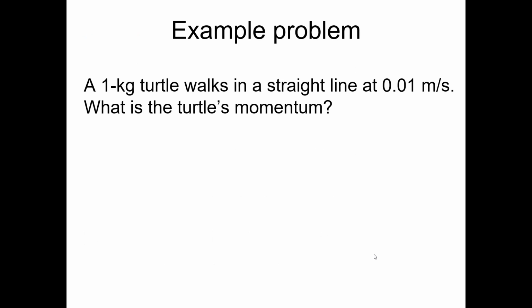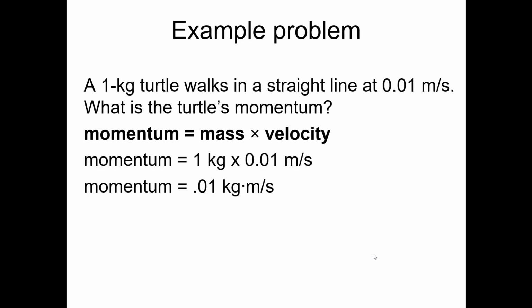So just a real quick example of how to do this. If a 1 kilogram turtle is walking in a straight line at 0.01 meters per second, what is the turtle's momentum? Well, if you identify the mass as 1 kilogram and the velocity or speed as 0.01 meters per second, you just multiply those two together and you get 0.01 kilogram times meter per second.